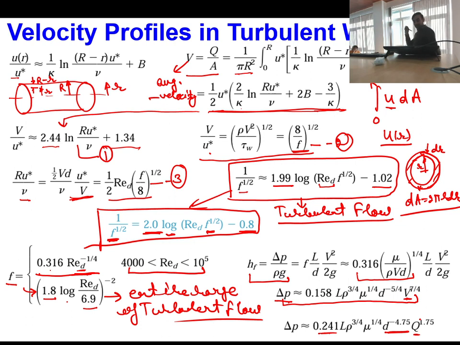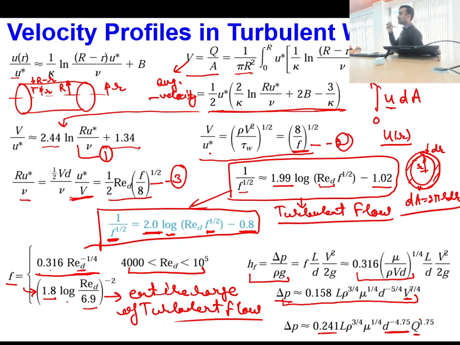Okay, so if you recall your laminar flow equation, what was the laminar flow equation? 32 mu LV divided by rho G D square. So it means that in case of laminar flow conditions, delta P is inversely proportional to square of diameter. On the other hand, for turbulent flow, delta P is inversely proportional to diameter power 4.75.